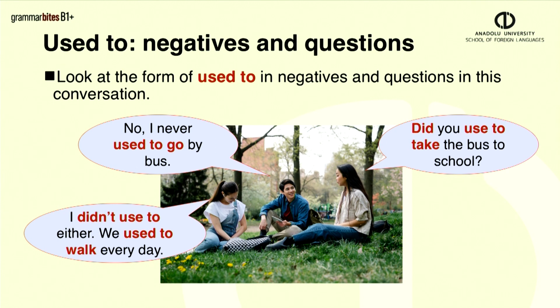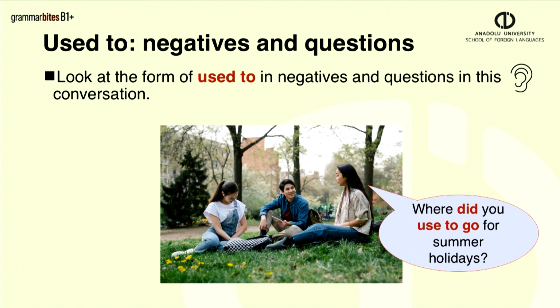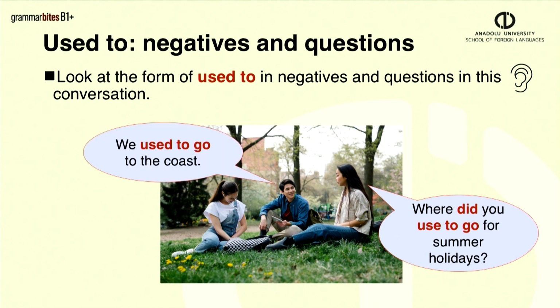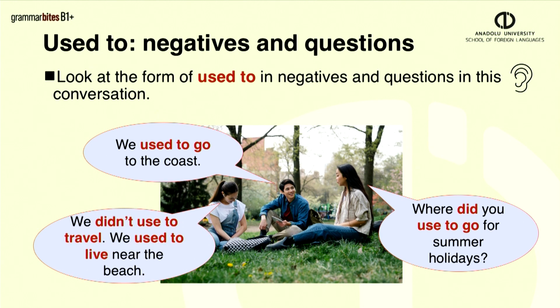We used to, did you used to? We used to has a D. Did you used to doesn't. But when we say it, it sounds the same. Here's another example. Listen closely for the pronunciation. Where did you used to go for summer holidays? We used to go to the coast. We didn't used to travel. We used to live near the beach.